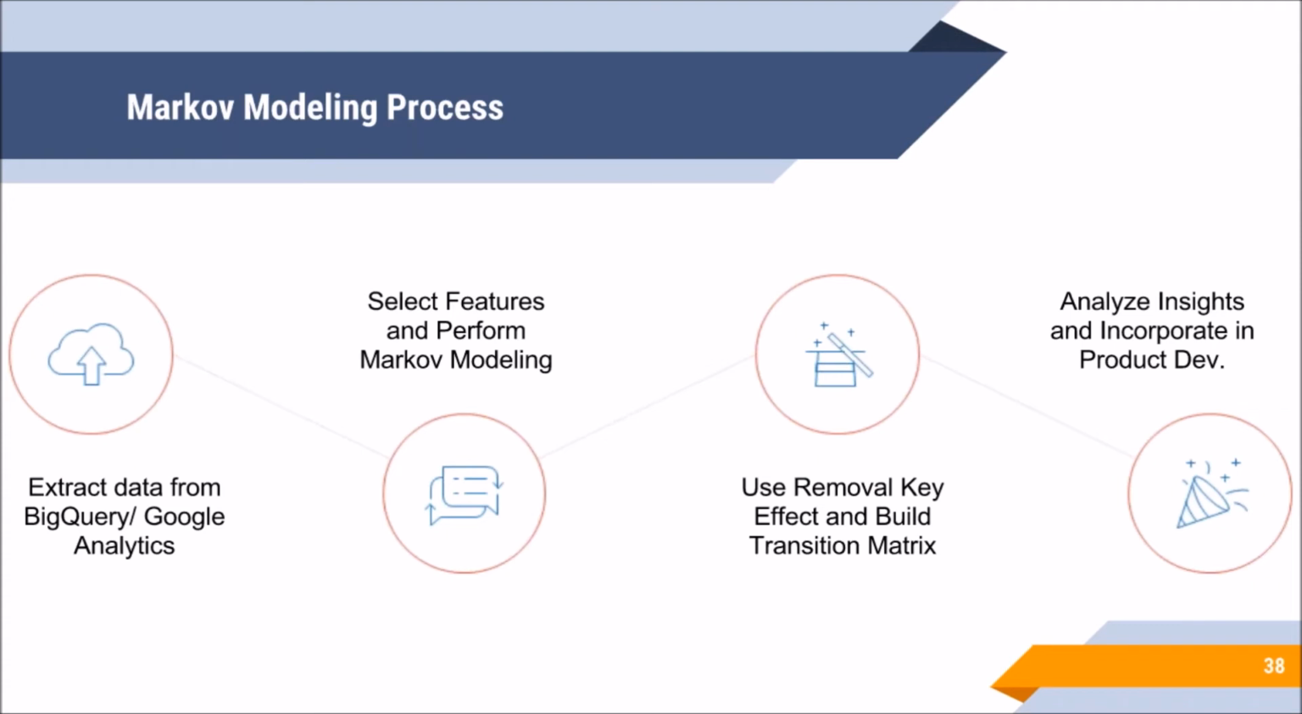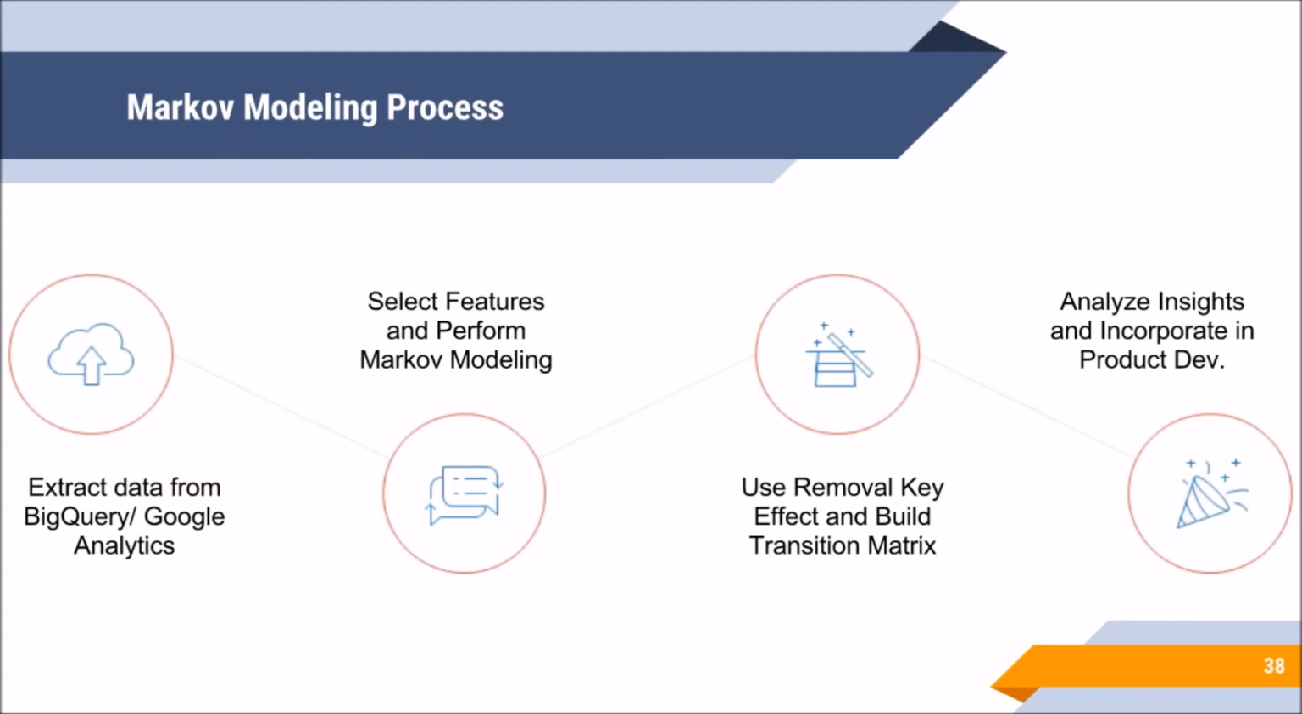So in our process to get the Markov model, we need to extract the data from BigQuery and Google Analytics. Then we need to do a feature selection process. This is the most important process when designing a Markov model, because we don't need to select the features which are obvious or direct in the user journey. By direct or obvious, I mean the features that the user has to take, without which the conversion is not possible.